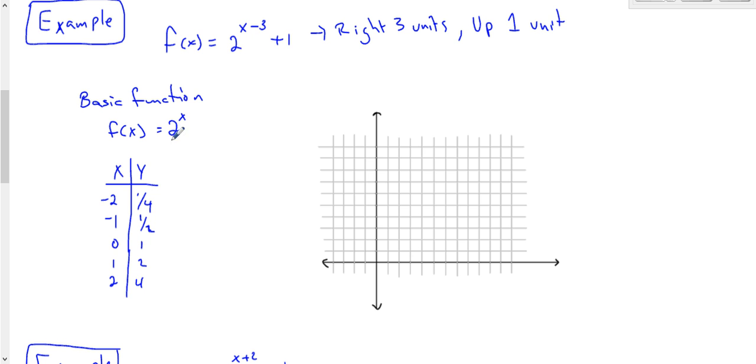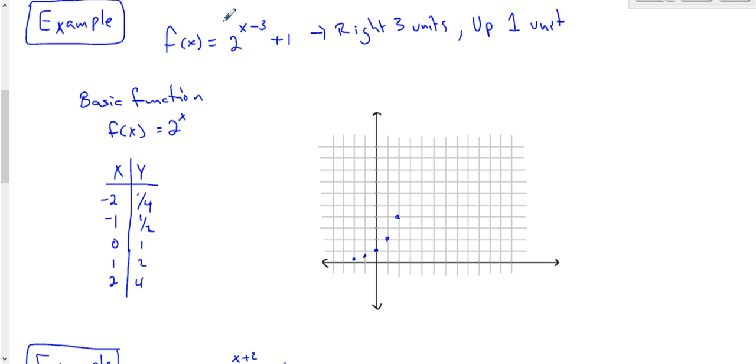First I'm going to start with my basic function of 2 to the x. I could take negative 2, 1/4. I will graph this in blue. And I'm just going to graph the points: negative 1, 1/2; 0, 1; 1, 2; and 2, 4.